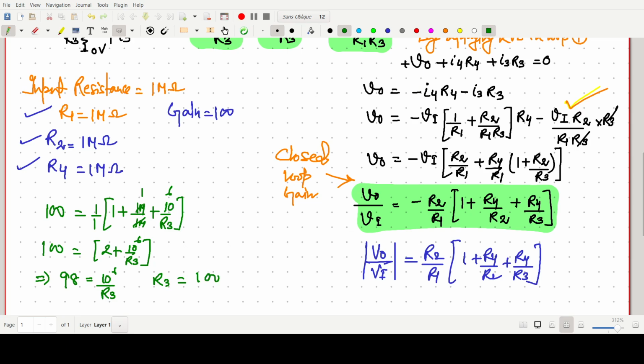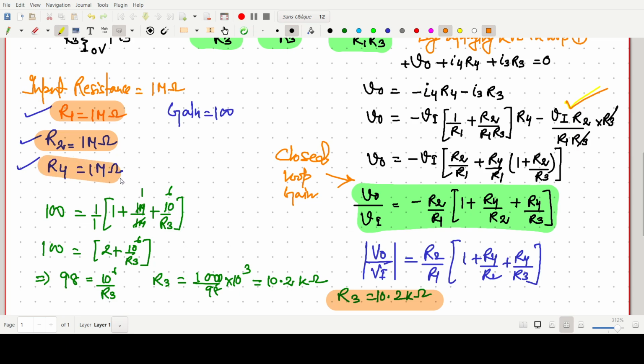So what I am writing: 1000 by 98 into 10 to the power 3. 98 by 1000 comes to around 10.2 kilo. So R3 value will be 10.2 kilo ohm. Our design values are R3 equal to 10.2 kilo ohm, and R1, R2, R4 having 1 mega ohm, for the design of a gain of 100. So this is the acceptable range of the resistance.